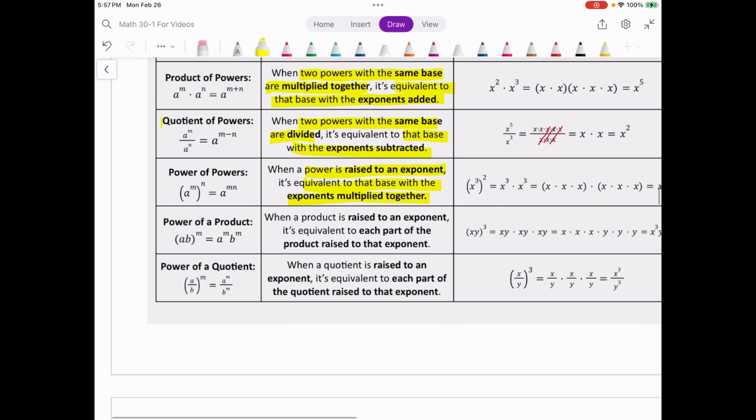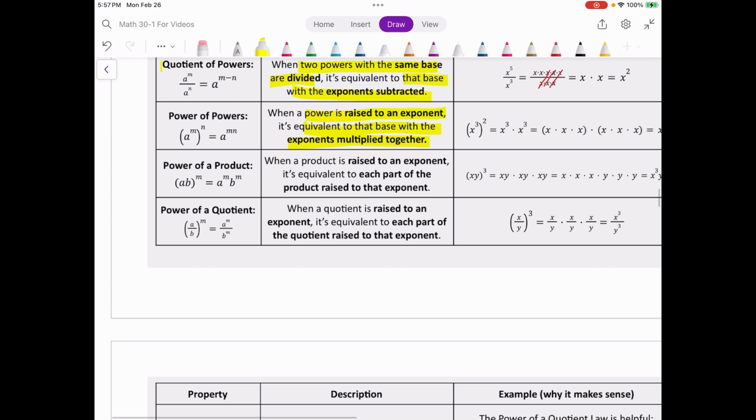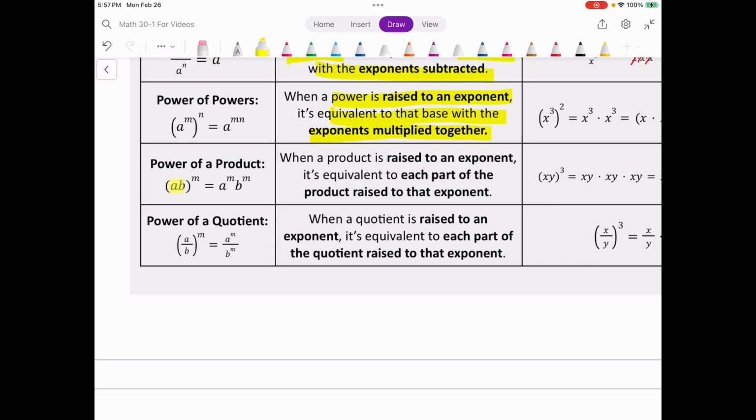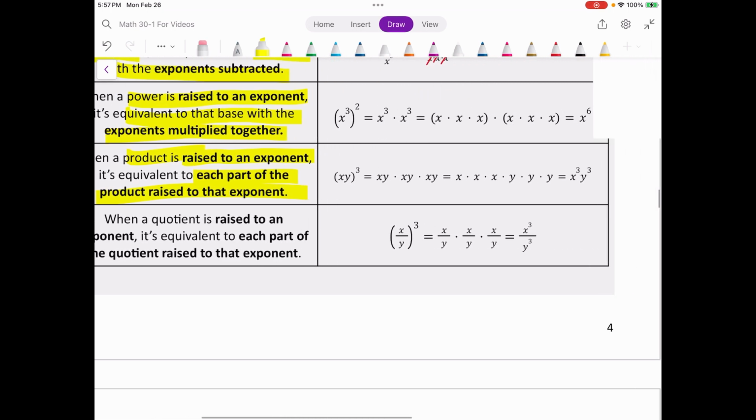All right, power of a product. All this is really saying is if you have a product, ab, two different numbers times each other, ab to the power of m, it's equivalent to splitting those up and saying a to the power of m times b to the power of m. So when a product is raised to an exponent, it's equivalent to each part of the product raised to that exponent. Again, it makes sense.